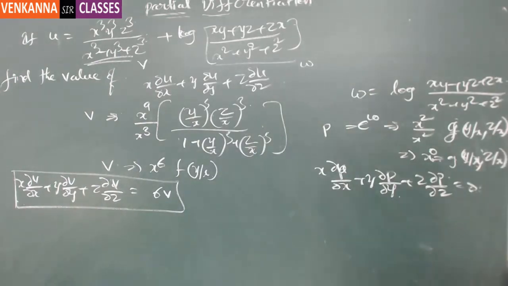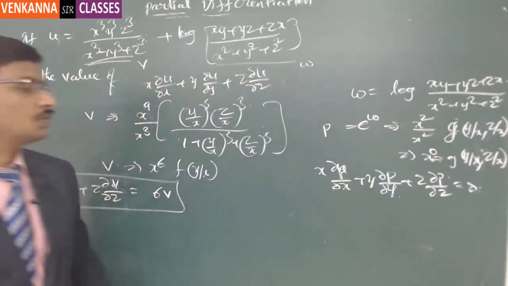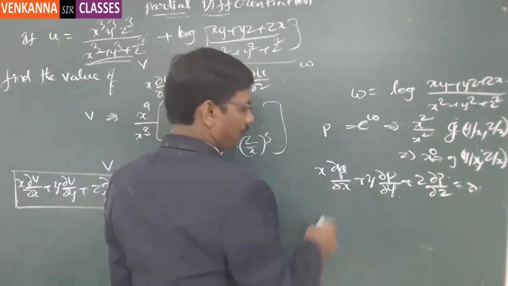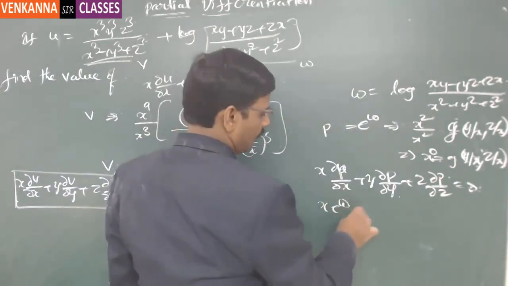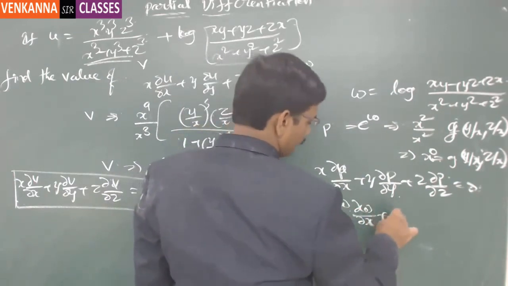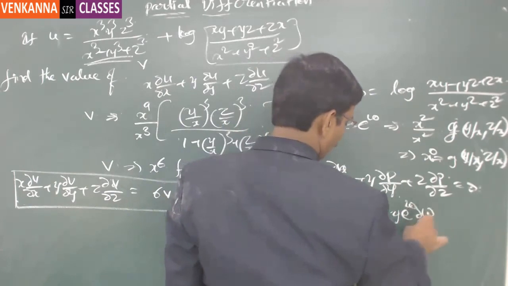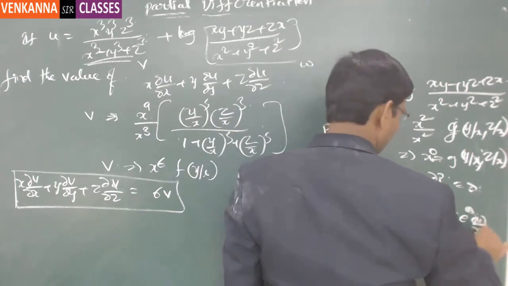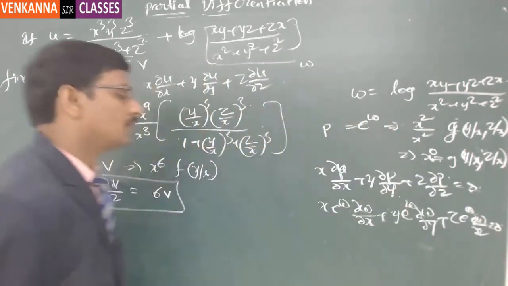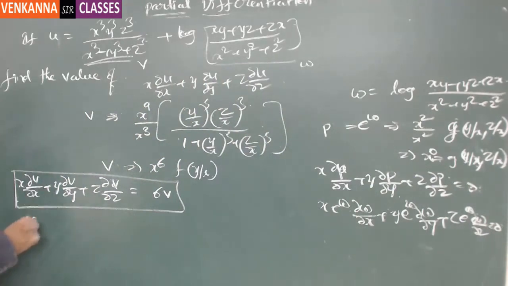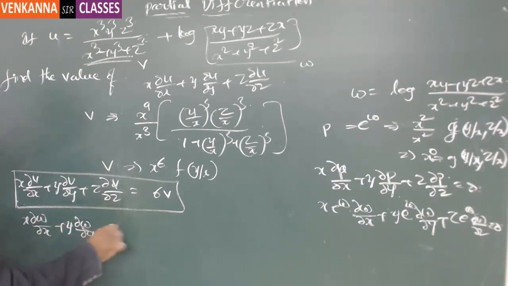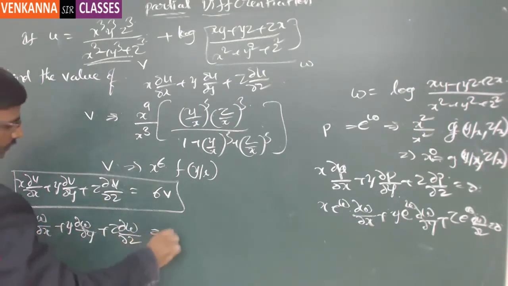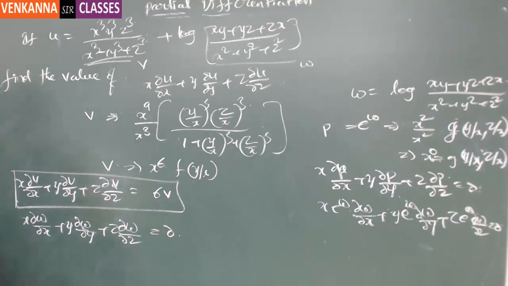Now in terms of p, dou p by dou x is nothing but e power w into dou w by dou x. So x into e power w into dou w by dou x plus y into e power w into dou w by dou y plus z into e power w into dou w by dou z is equal to 0. Now e power w you can take out and cancel, and what is left over is x dou w by dou x plus y dou w by dou y plus z dou w by dou z is equal to 0.